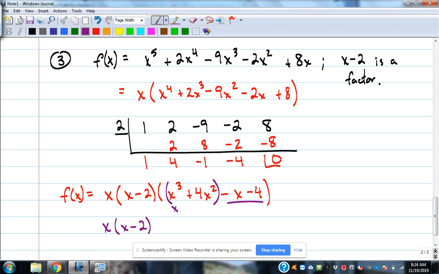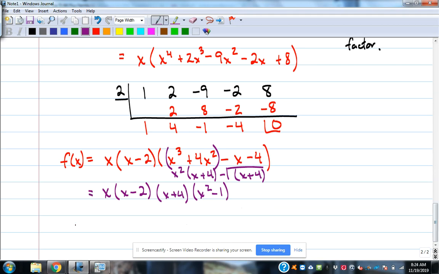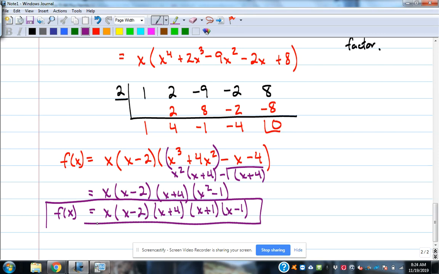All right, so that's going to be x squared, x plus 4, negative 1, x plus 4. So that'd be x plus 4, and then x squared minus 1. But we know what about x squared minus 1? All right, so that's going to be x minus 2, x plus 4, x plus 1, x minus 1. So there is a completely factored polynomial.